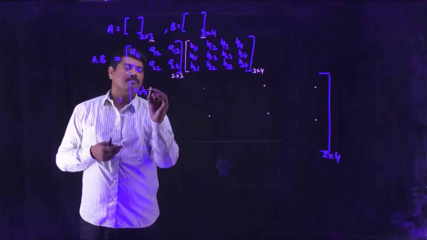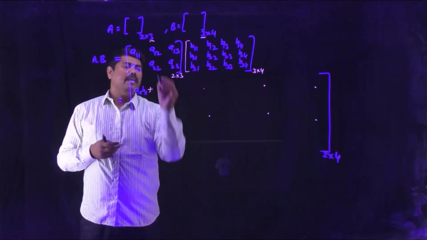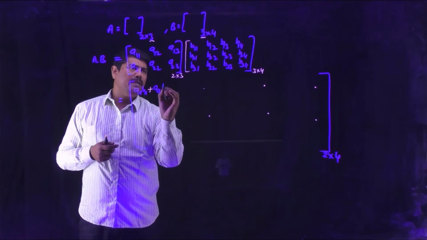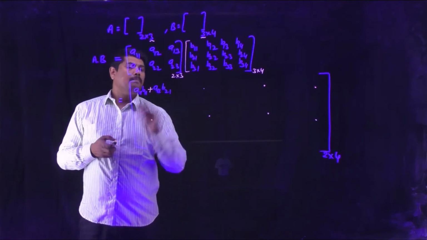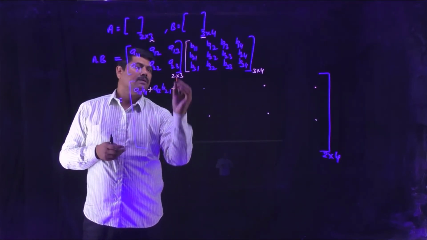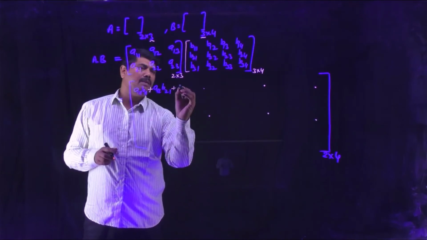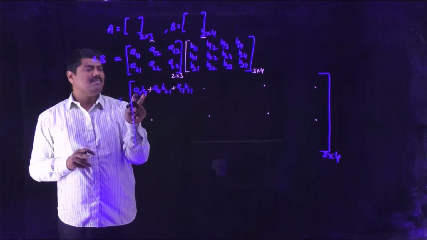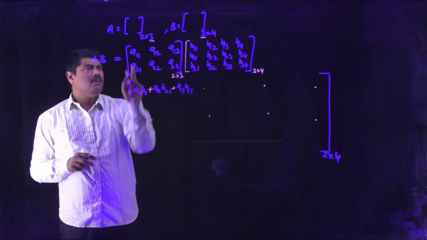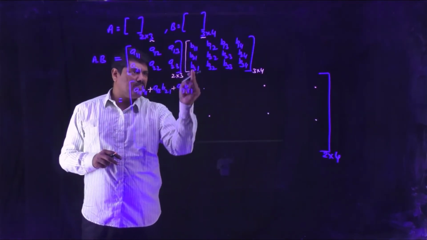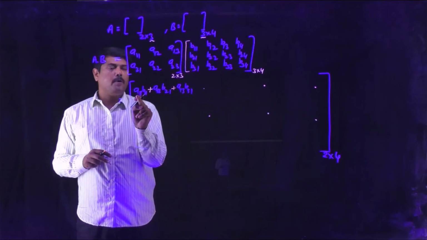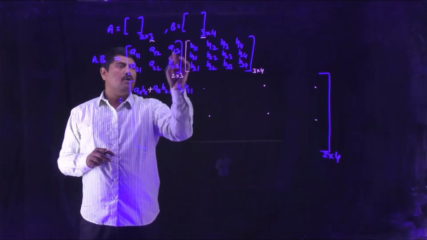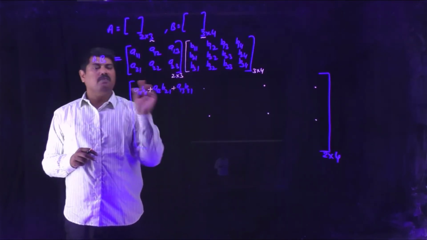Plus, next one, A12 multiplied with B21, plus A13 multiplied with B31. So how is this done? Observe here, first row elements multiplied with first column elements. The sum of the products of the elements of the first row with the first column gives you the 11 position element.